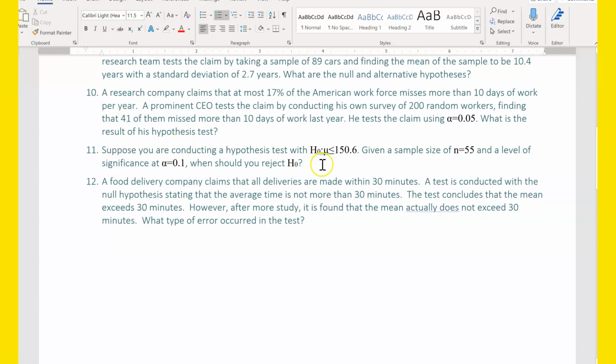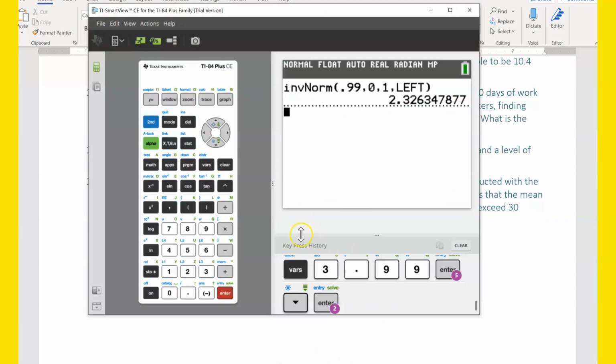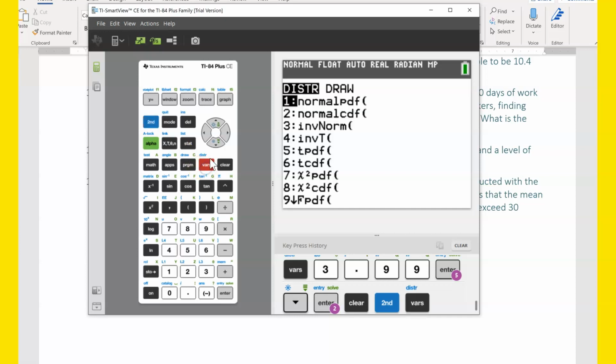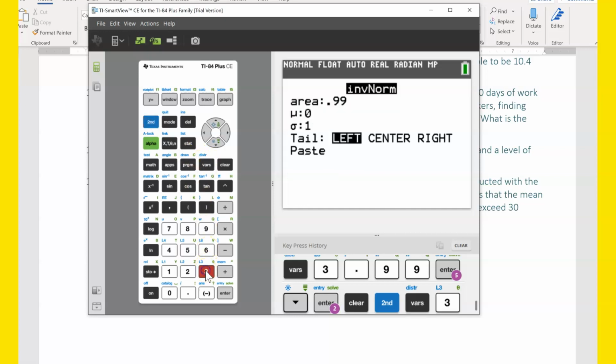All right, number 11 is again part of chapter 7 that we weren't able to cover, but I'll show you how to do this problem anyway, and we'll use something you already know. Really none of this matters much except this, the alpha equals 0.01. When should you reject H naught? This is going to be based on a z-score. You can figure out the z-score necessary to reject H naught by going to second distributions and doing inverse normal.